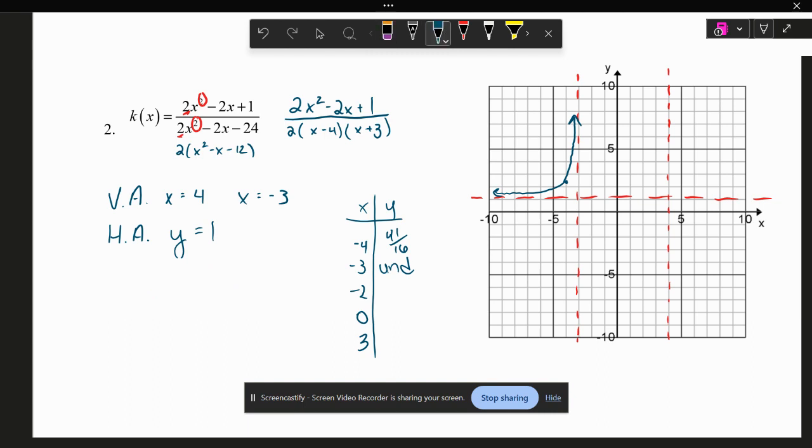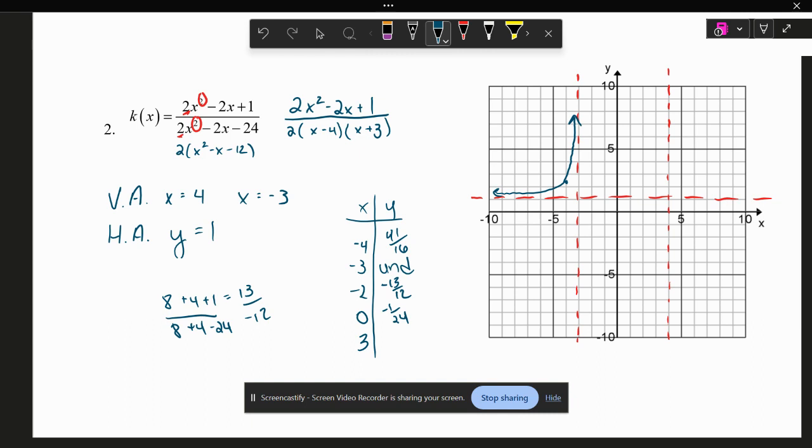So in my equation, negative 2 squared is 4, times 2 is 8, plus 4 plus 1, so that gives me 13. Negative 2 squared is 4, times 2 is 8, plus 4 minus 24. It's going to give me negative 12. So negative 13 over 12. If I plug in 0 into my equation, 0, 0, 1, and then 0, 0, negative 24, so negative 1 over 24.